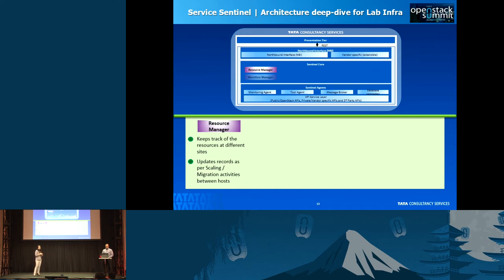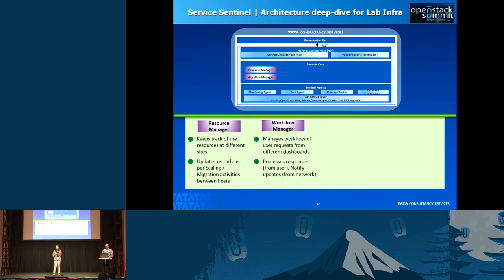The second is the workflow manager. This comes into the picture when different user requests come up on the dashboards and the processed responses are sent on the respective dashboards. The workflow manager will also be responsible when there are certain notifications coming from different enterprise networks as well. The third one is the scheduler.